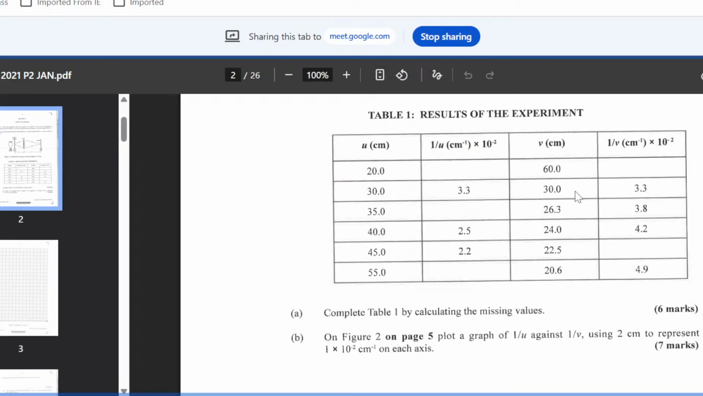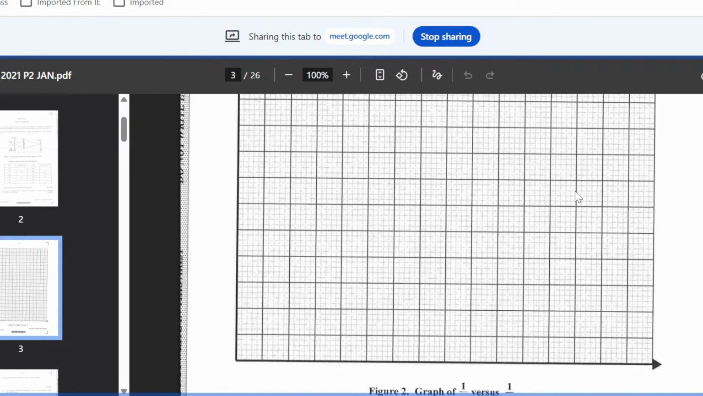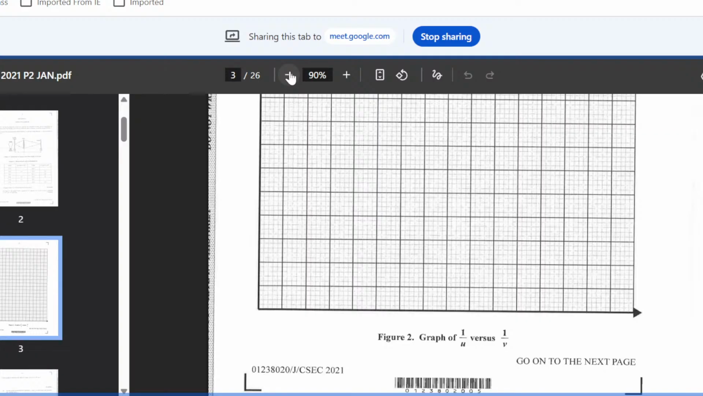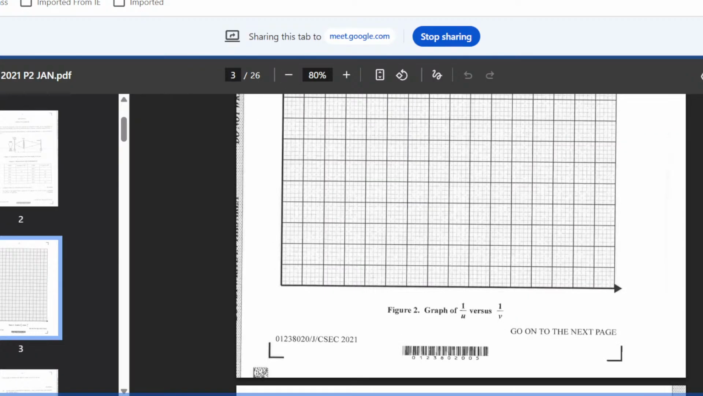Alright, let's see how their blank graph. So they have a graph like this, so they drew the axis lines for you and gave you a title. Alright, it's not every year you get a title, so look carefully if you're actually given a title or not.